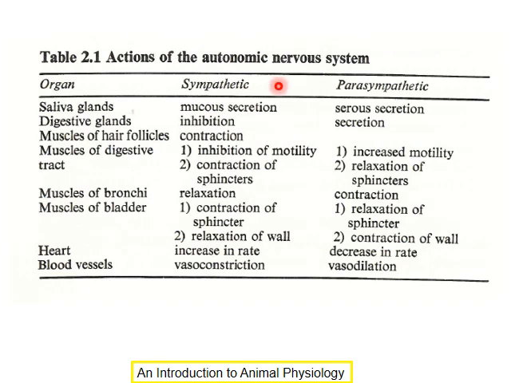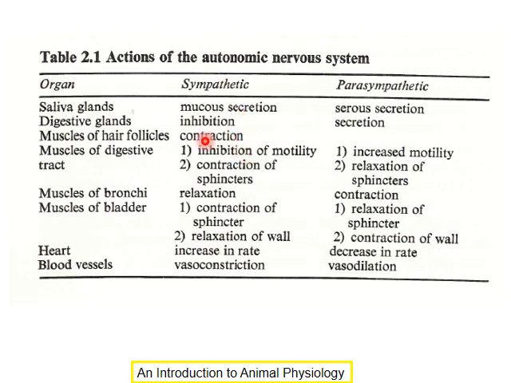So if we compare the autonomic nervous system, we have the organ, what happens during sympathetic stimulation, and what happens during parasympathetic stimulation. Salivary glands, we get a mucus secretion. This is usually called dry mouth, versus the serous, the watery secretion in a more relaxed state. Sympathetic is going to inhibit the digestive system. Digestive glands are going to be inhibited. When things are flowing, saliva is flowing in the parasympathetic state, we tend to be more relaxed.